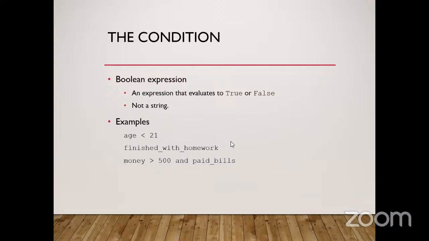So, if your age is less than 21, that equates to true or false. Mine hasn't been less than 21 in a very, very long time. If you run the function finish homework, you either are or you're not. You either have money that's more than $500 where you can pay your bills, or you don't. If you're lucky, you're still living at home with mom and you don't have a lot of bills. So this one has an and in it.